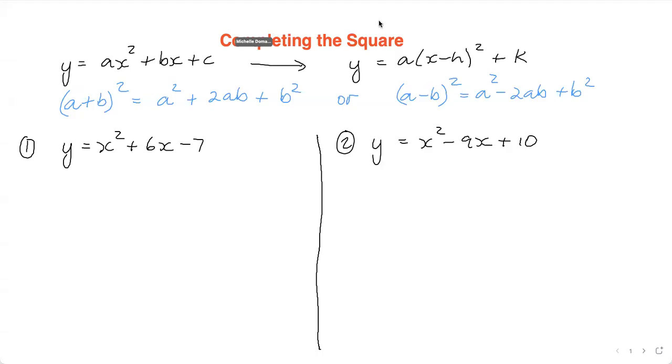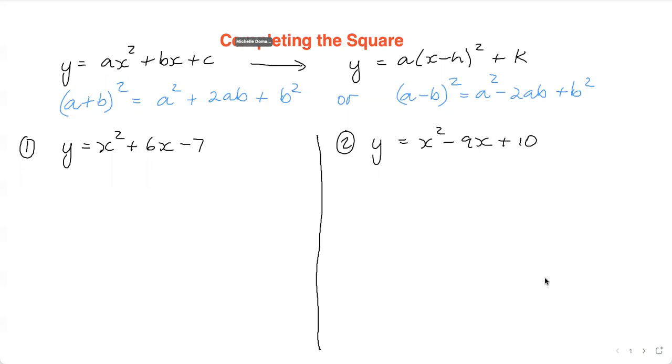Hi, today I'm going to go through the process of completing the square. What this process is all about is taking a quadratic in expanded form and turning it into turning point form. It makes it really useful if you want to draw the graph. You can see at a glance what the turning point is. Sometimes we use this process for solving a quadratic as well. But today I'm just going to focus on the actual process itself.